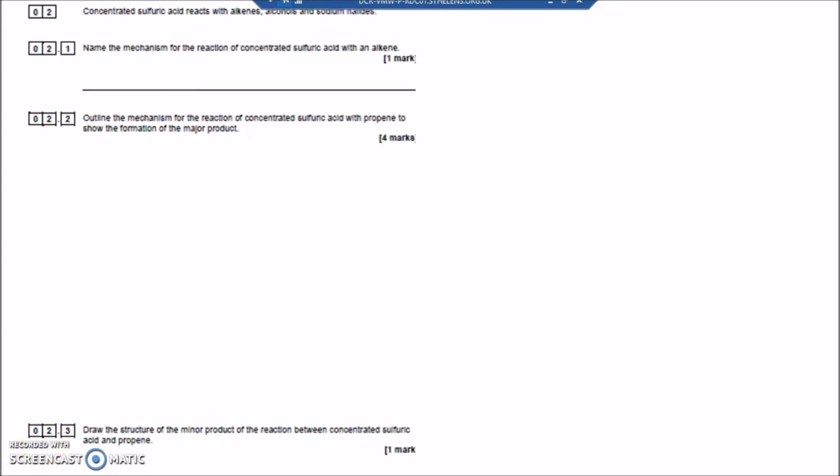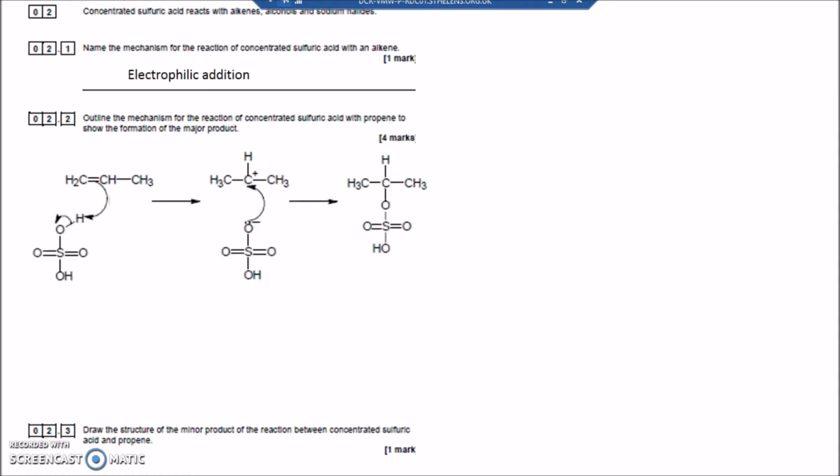Question number 2. Concentrated sulphuric acid reacts with alkenes, alcohols and sodium halides. Name the mechanism for the reaction of concentrated sulphuric acid with an alkene. So the double bond attacks the sulphuric acid and sulphuric adds on, so it's electrophilic addition. We'll have a look at that mechanism now and understand electrophilic addition.